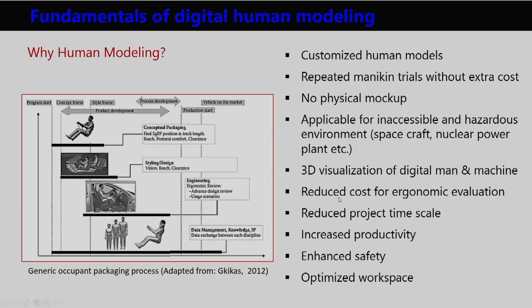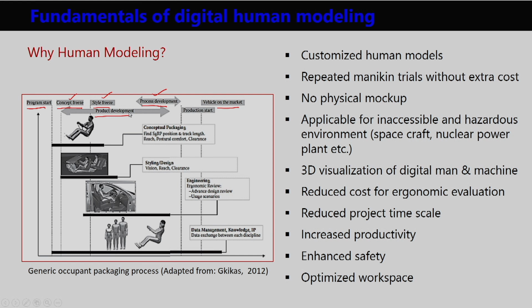Now, why digital human modeling? Why is this topic important and why is digital human modeling important for ergonomic evaluation? First, look at this image. It is taken from GeekCast 2012. So, first the program starting here, then concept freeze, then style freeze, then process development and last is the vehicle in the market. These three, the concept freeze, style freeze and the process development, come under the product development phase.